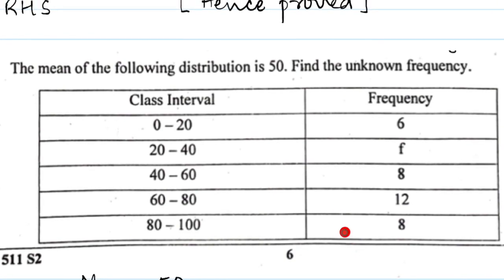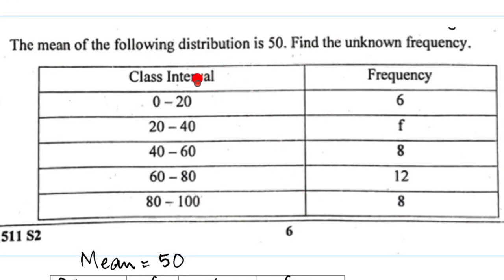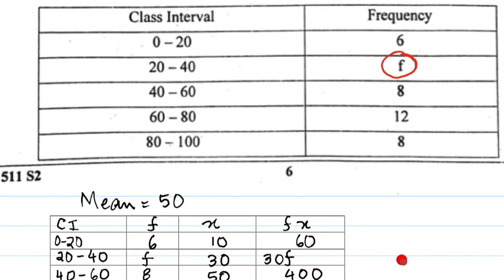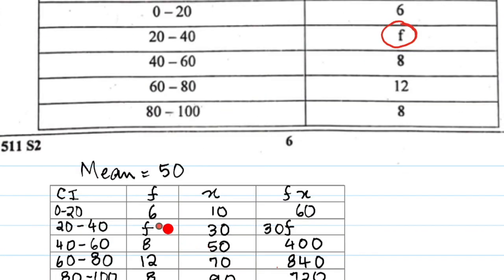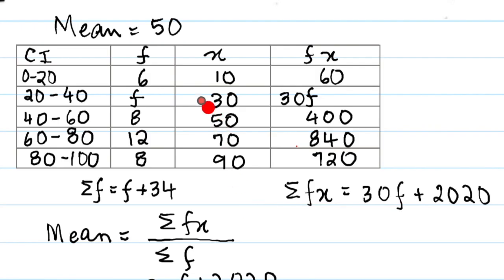Okay. Now fourth one. The mean of the following distribution is 50. Find the unknown frequency, this one. So we have to make the table. I've copied the same thing. And then we need again the x value for finding the mean. 0 and 20, the mid value will be 10. Here it will be 30, then 50 here, 70 here, and 90 here.